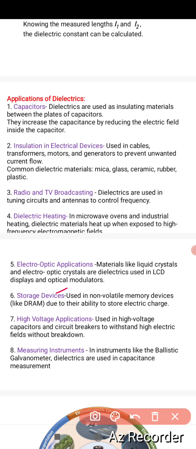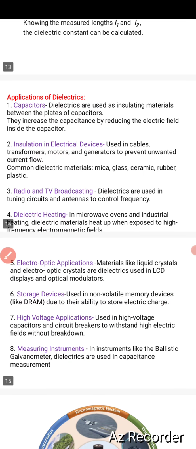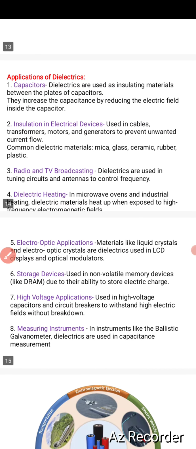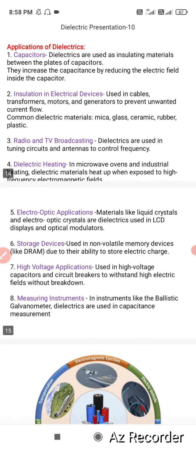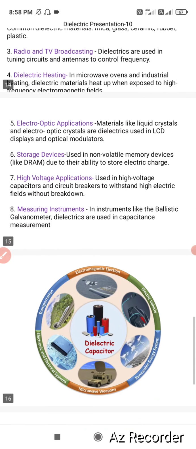Storage devices: used in memory devices like DRAM due to their ability to store electrical charge. Dielectrics are also used in high voltage applications, such as high voltage capacitors and circuit breakers, to withstand high electric fields without breakdown. In measuring instruments like the ballistic galvanometer, dielectrics are used for capacitance measurement.